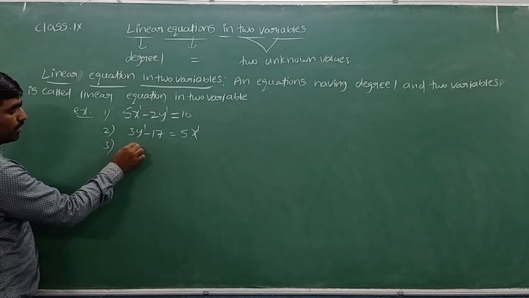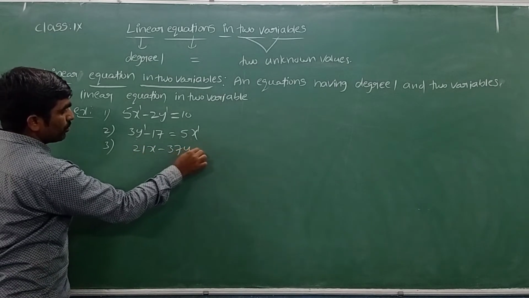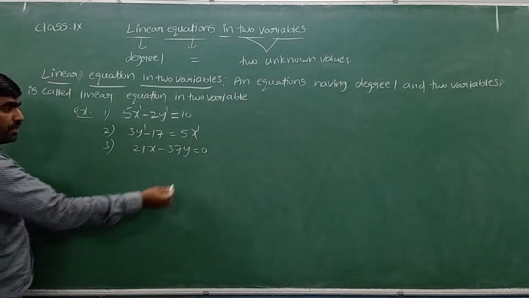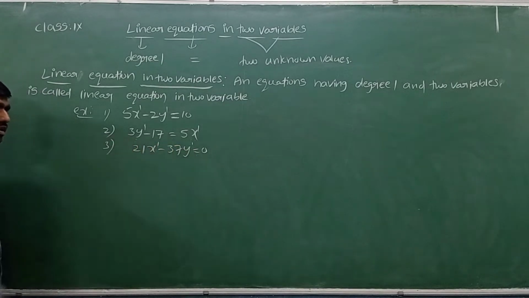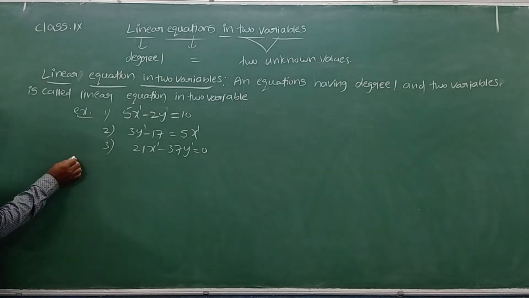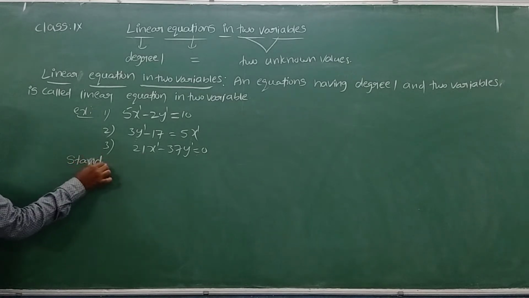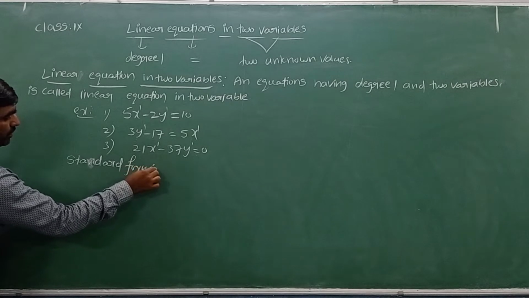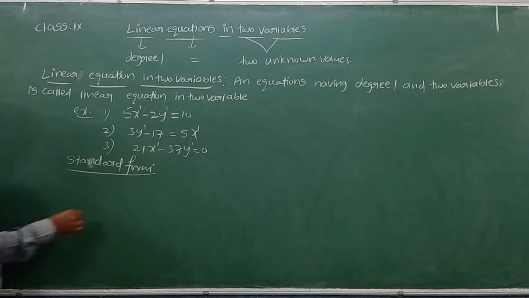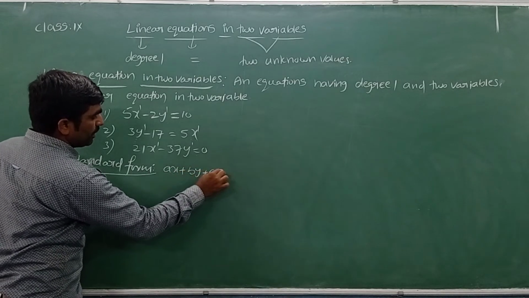Let's take one more example: 21x minus 37y is equal to 0. Even here I can see an equality sign with two variables x and y with degree 1, so it is called a linear equation in two variables. Now based on this, can you say what the standard form is? The standard form of a linear equation in two variables is ax plus by plus c is equal to 0.